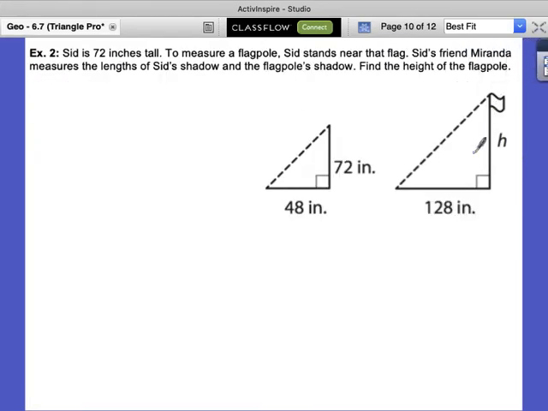Sid is 72 inches tall. To measure a flagpole, Sid stands near the flag. Sid's friend Miranda measures the length of Sid's shadow and the flagpole shadow. Okay. Find the height of the flagpole.